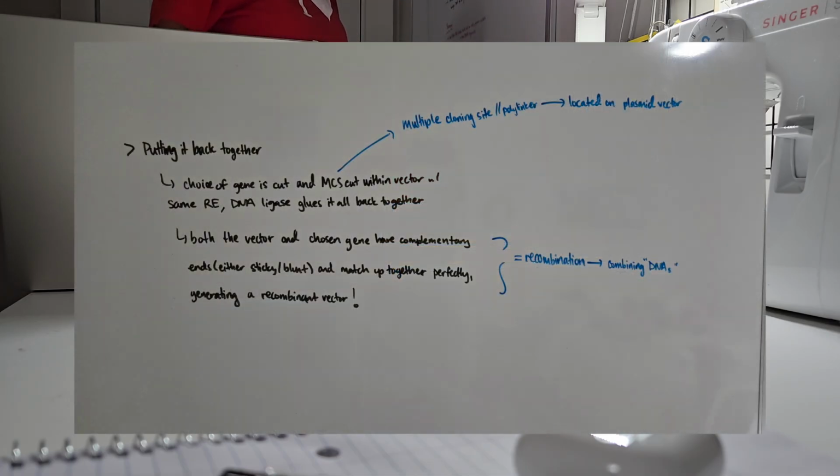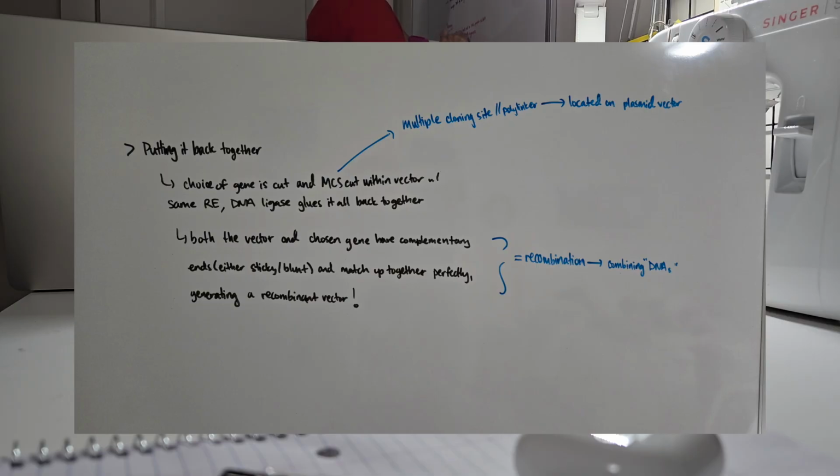To summarize what I said at the beginning: we have a gene of choice and we have a plasmid vector. This plasmid vector is cut by our restriction enzymes at its MCS, or multiple cloning site, also known as its polylinker, which is located on that plasmid vector. It's basically a site where it's cut, and our gene of choice is put into our vector because they're complementary. They have to be complementary, otherwise it's just not going to work.